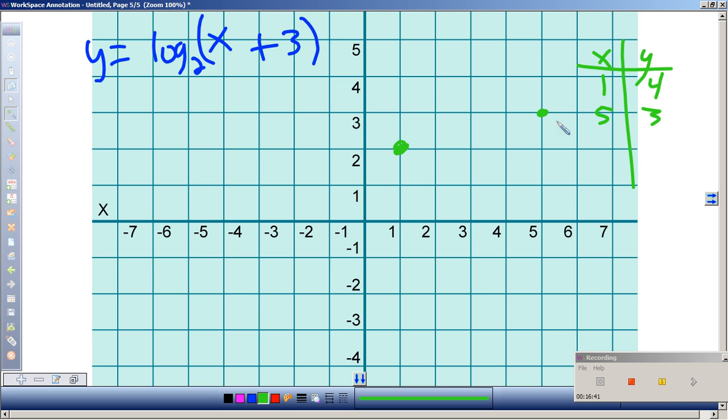What's the more nice number? Lower nice number. Okay, negative 1. Negative 1 plus 3 is? 2 raised to what power is 2? 1. So at negative 1 we're at 1. Okay, negative 2. Negative 2 plus 3 is? 1. 2 raised to what power is 1? 0.